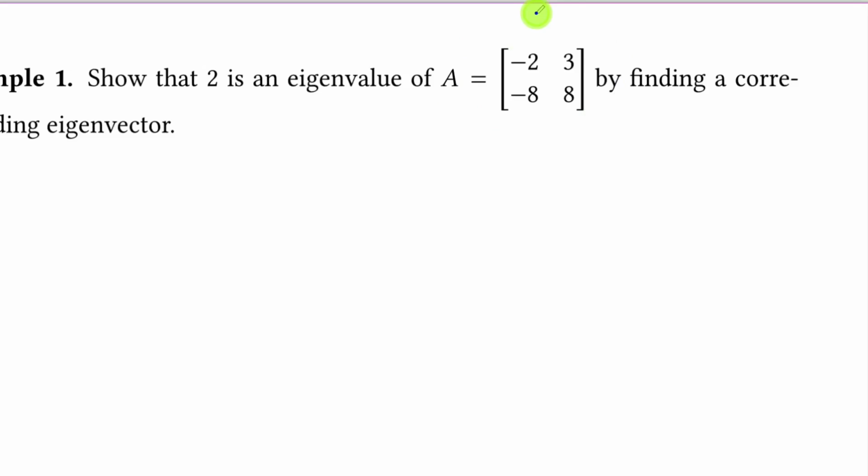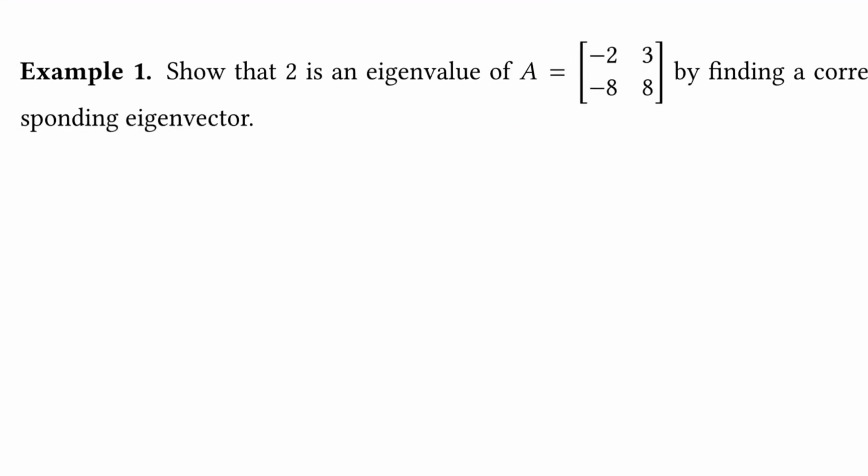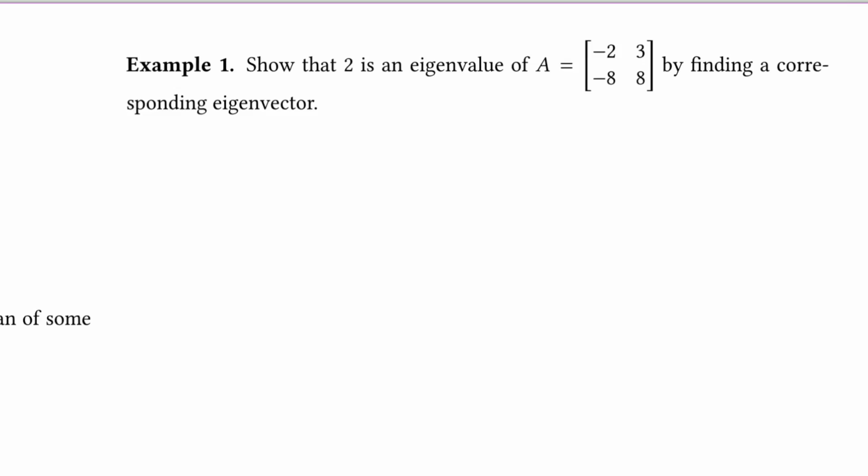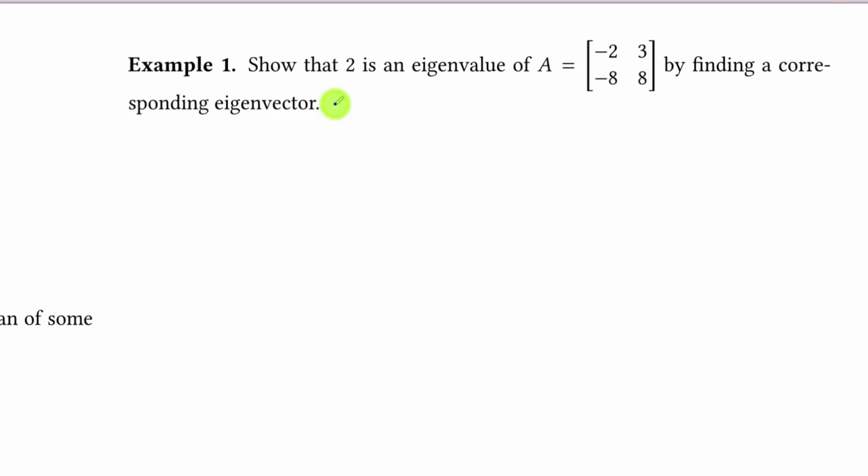So now let's actually look at how you can just start with a matrix like this A here and find eigenvalues and eigenvectors of it. We're going to start by showing that 2 is an eigenvalue of A by finding a corresponding eigenvector. So, in other words, the goal is to find a vector x so that A times x equals 2x.